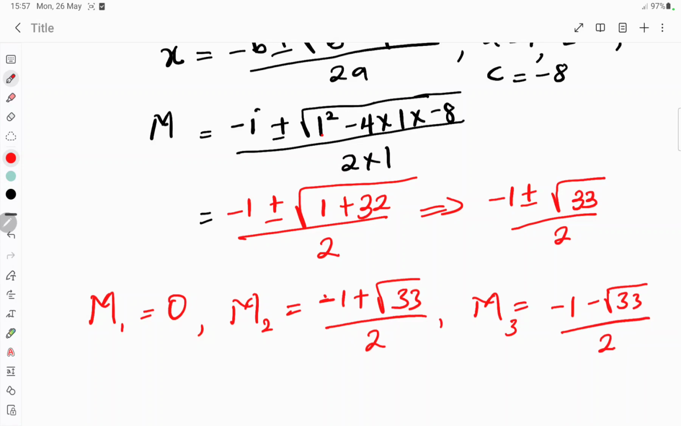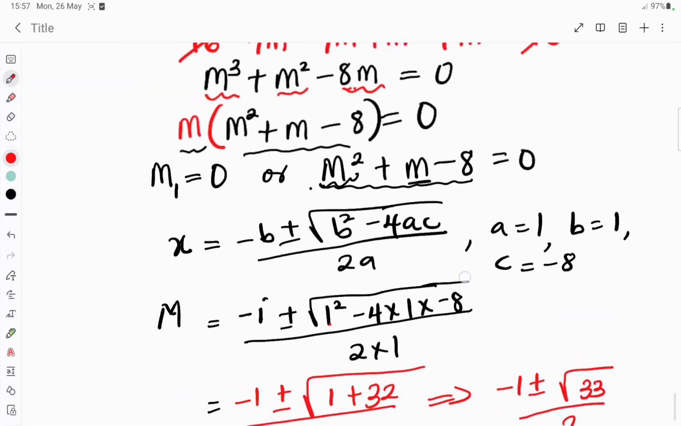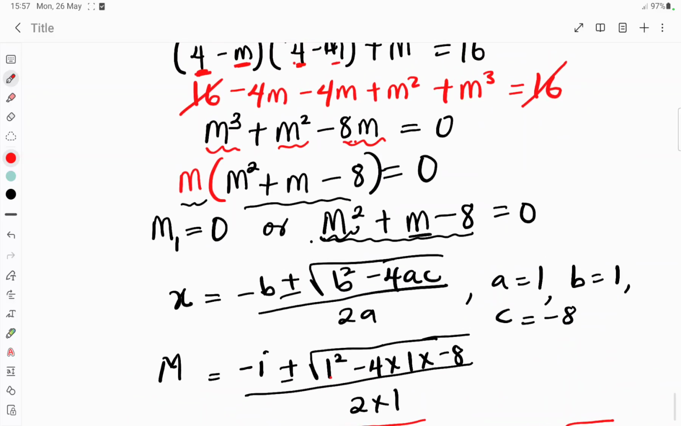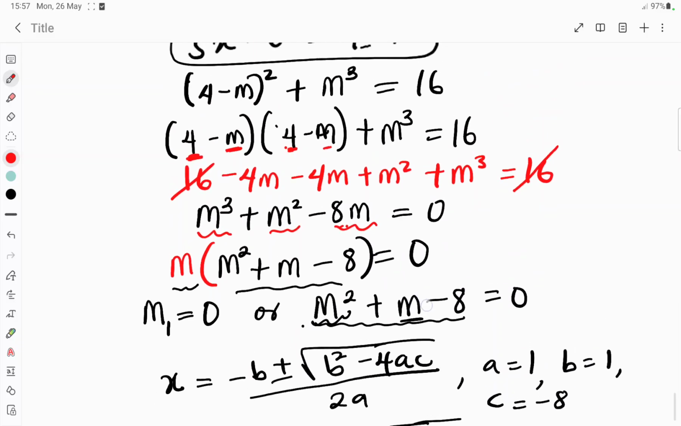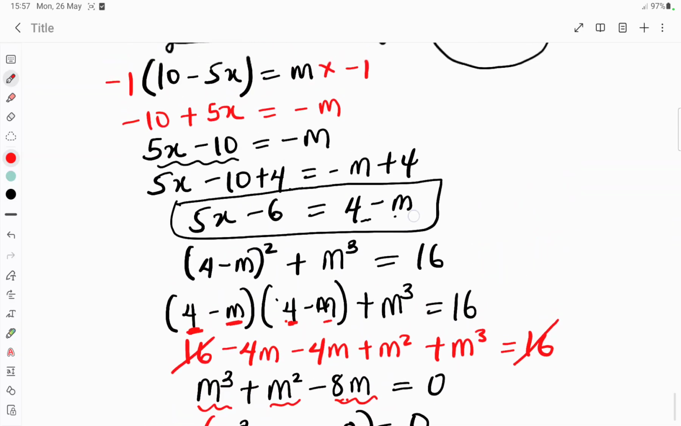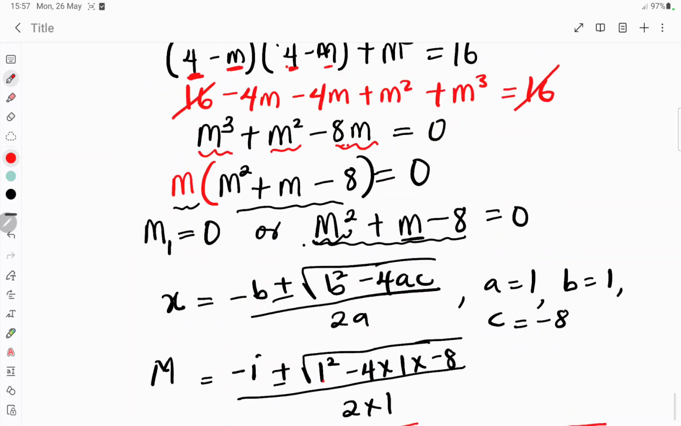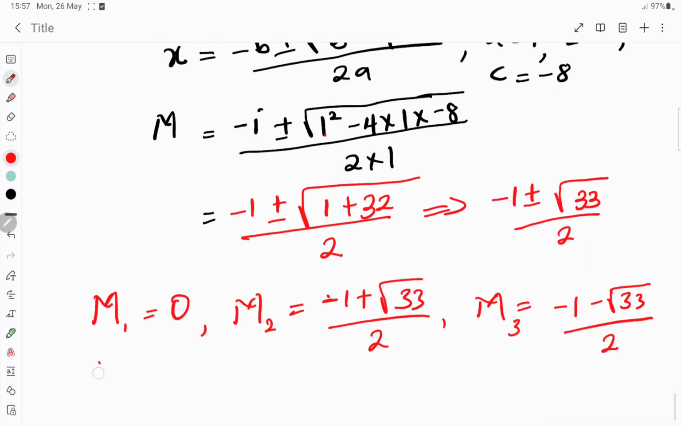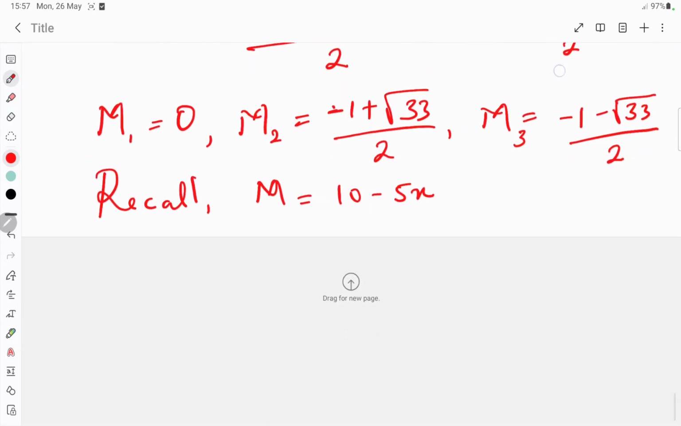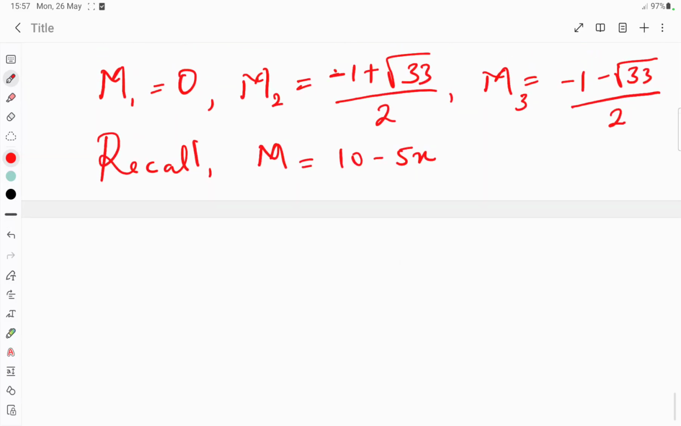Good. So let's verify each term for the m. Remember, we defined our m initially. Look at where we defined our m. We defined m to be equal to 10 minus 5x. So basically, we recall that m is equal to 10 minus 5x. Good. So we are going to test the value of m for each of the solutions we solved.